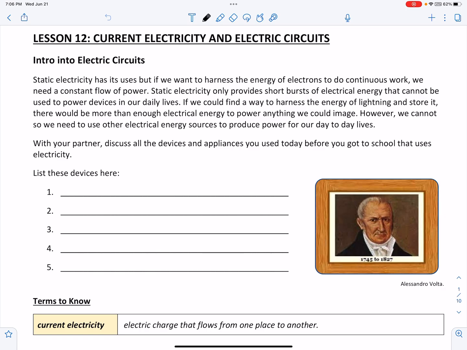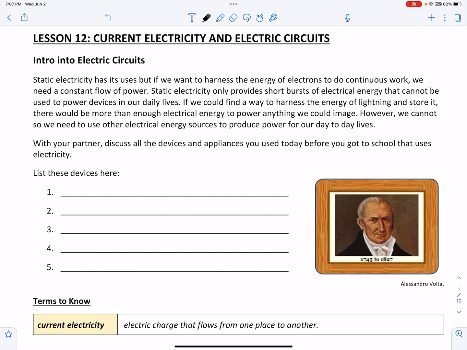If we could find a way to harness the energy of lightning and store it, there would be more than enough electrical energy to power anything we could imagine. However, we cannot, so we need to use other electrical energy sources to produce power for our day-to-day lives.